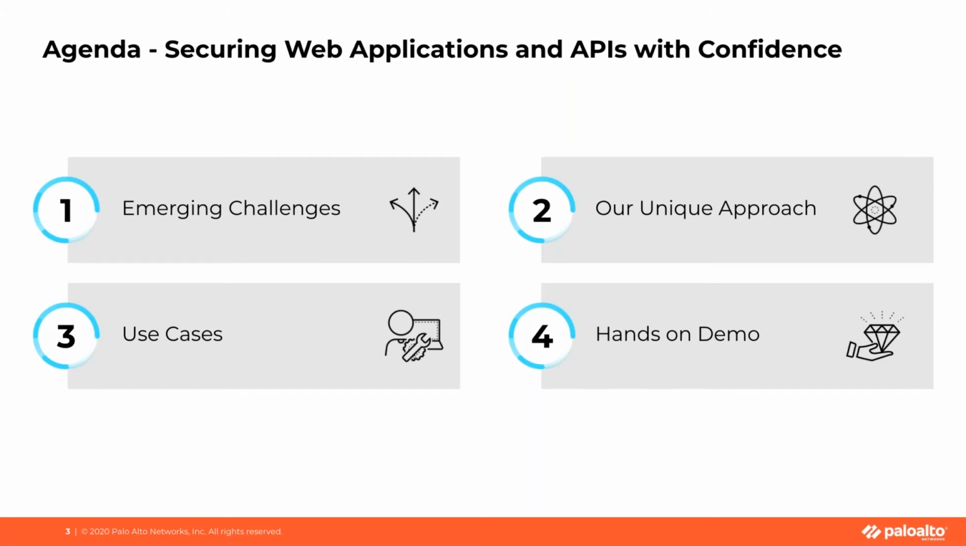Great. So let's start by framing the discussion for today. We're going to talk about these four main topics: the emerging challenges related to securing web applications and APIs in the cloud-native world, Palo Alto's unique approach to web app and API security. We'll see some use cases, and then we'll see a very cool hands-on demo.